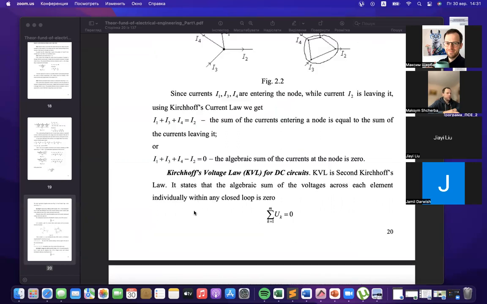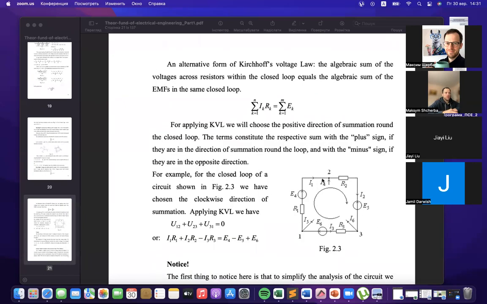And the same for voltage. For any closed path that we called mesh, for any closed loop or mesh, total voltage should equal 0. The total voltage of generators, which give electricity, should equal total voltage of consumers, which consume electricity. Total voltage of generators, 1, 2, 3, equals total voltage of resistors, also 1, 2, 3.